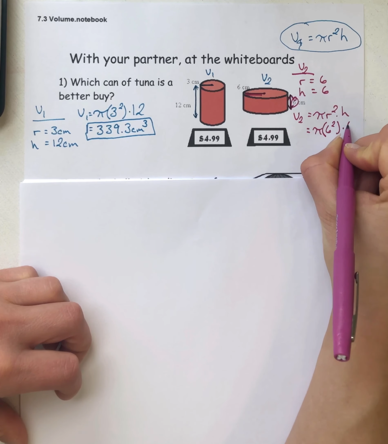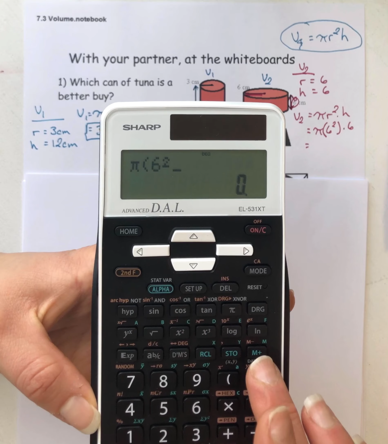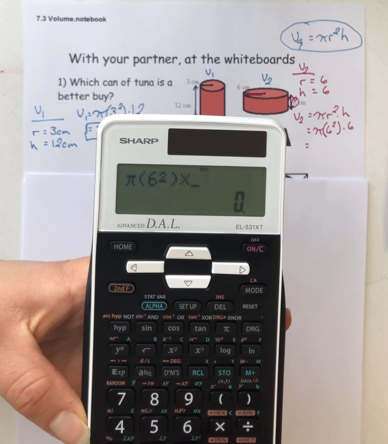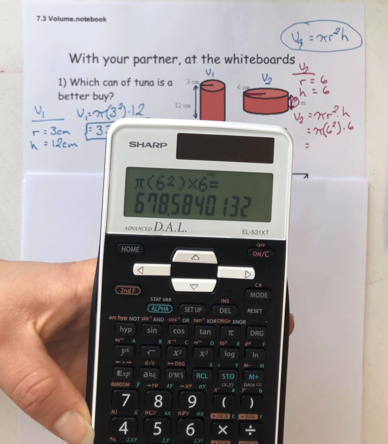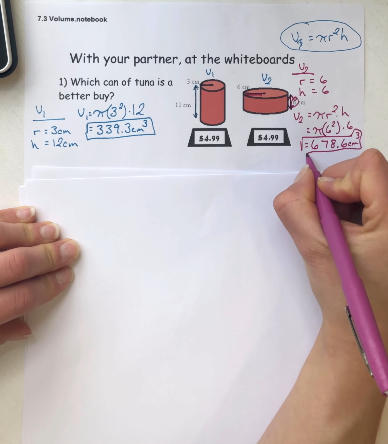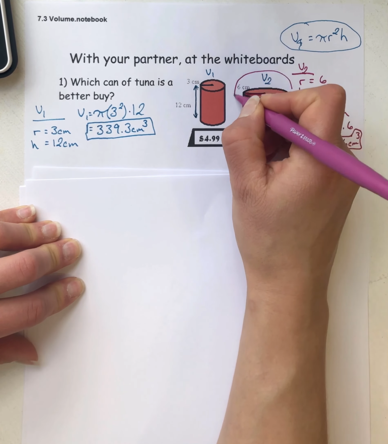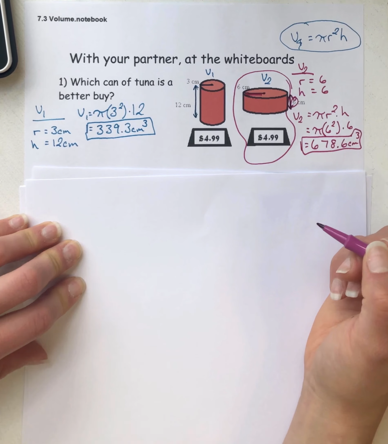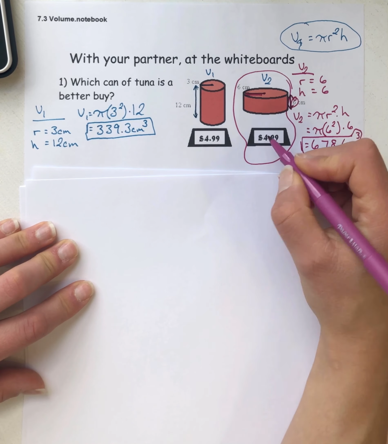If I put that information in just as I've written it, pi bracket 6 squared times 6, I get 678 point, I'm going to say 6 centimeters cubed. So given this information, you're going to get more in this can of tuna. So this can of tuna is going to be the better buy.